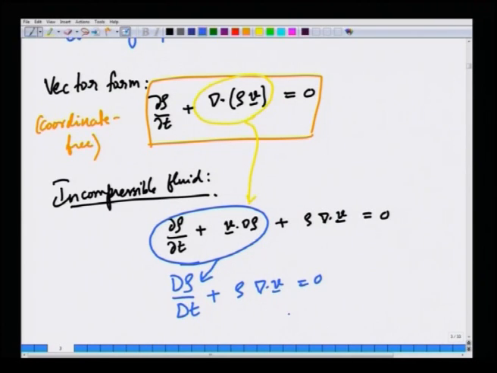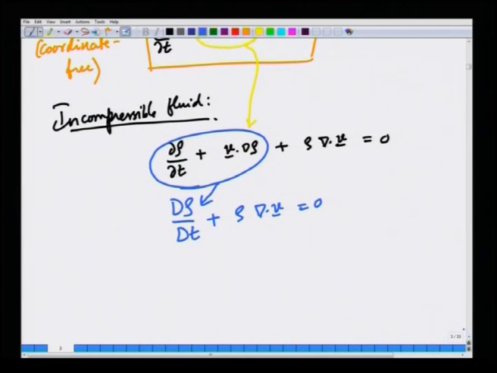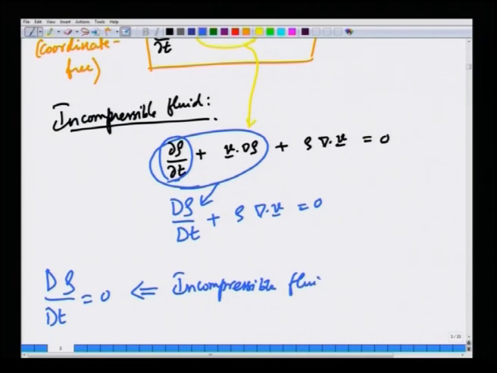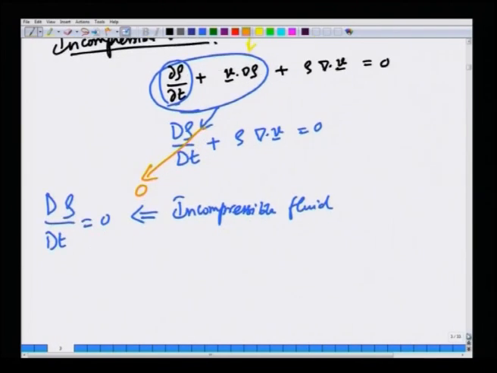The substantial derivative of any quantity is the rate of change of that quantity with time as you follow a given fluid particle. Whereas, this term is simply the rate of change evaluated at a fixed point in space. Now, for an incompressible fluid, d rho dt is 0. Suppose you follow a given fluid parcel, its density will not change with time for an incompressible fluid.